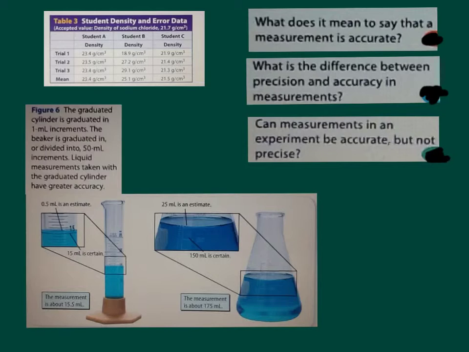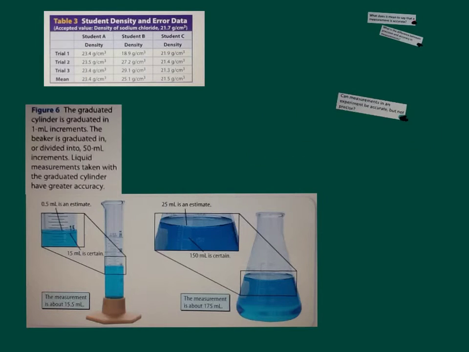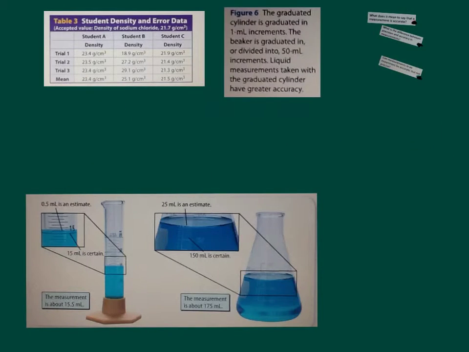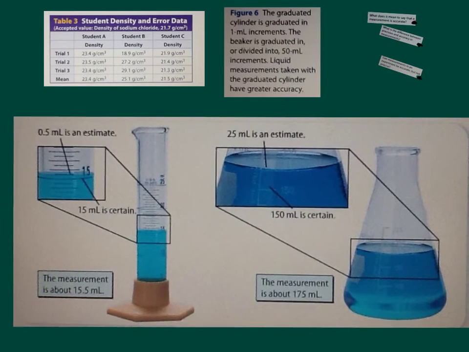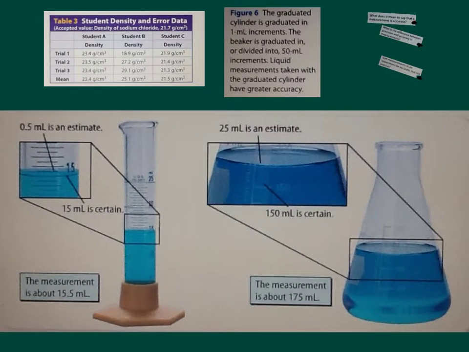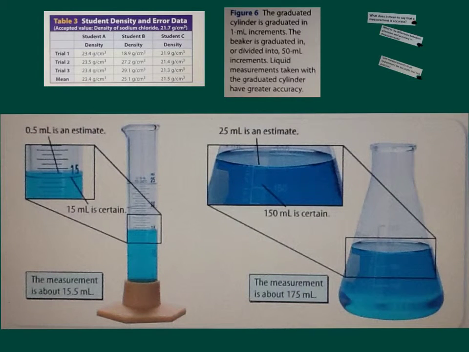Okay, now we're going to talk about tools and accuracy. So we're going to use this information as an example. If you'll notice, we have a flask and a graduated cylinder. No measuring tool provides a perfect measurement. All measurements have some degree of uncertainty. So I'm going to use this information here in front of you to show you how some pieces of equipment are more accurate than others.